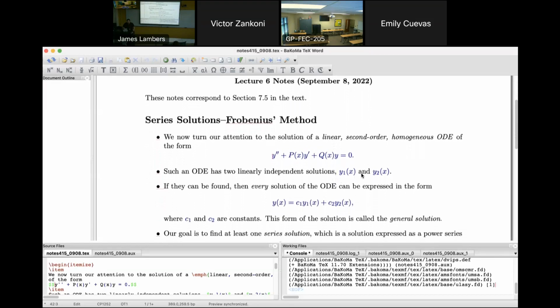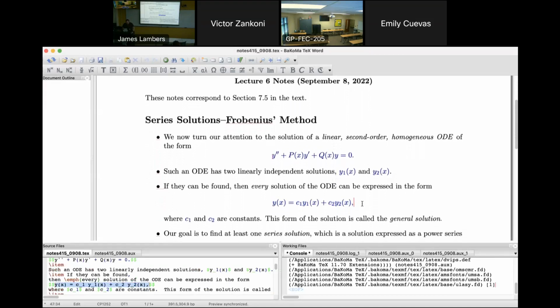And if you do have those 2 linearly independent solutions, this is the general solution of the ODE. So all solutions of the second order linear homogeneous ODE have this form. It's a linear combination of 2 solutions, y1 and y2, that you find.